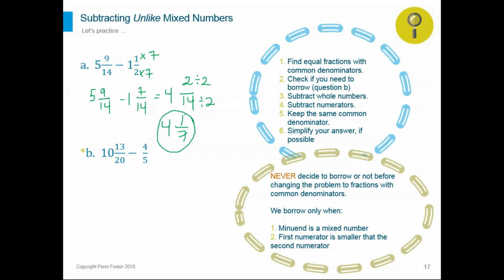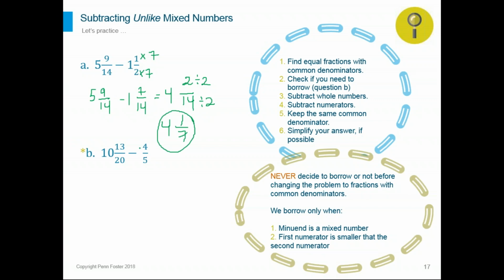From looking at this question, we realize we have unlike fractions. Do not attempt to decide if you're going to borrow or no borrow in this step. You have to change the problem to have like fractions first. Because if you look at this problem, 13 minus 4 is doable, and that would make you think that you have a no borrow question, but this is not true. We have to change the problem first and then decide.